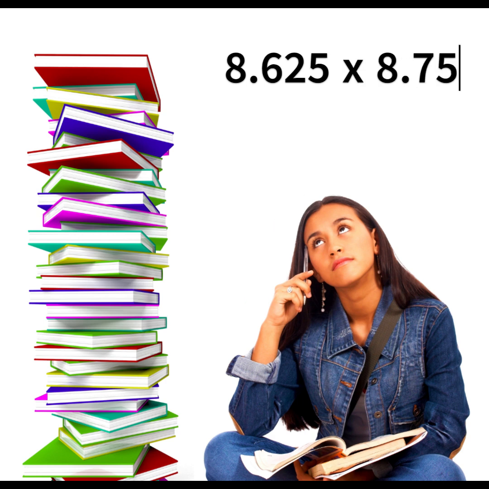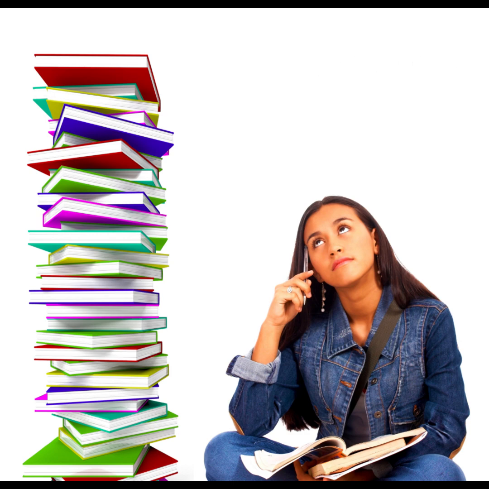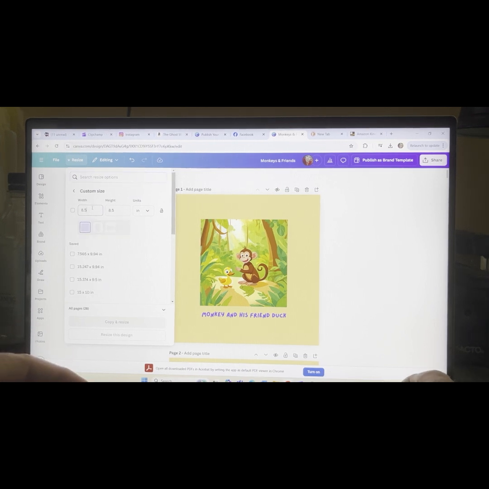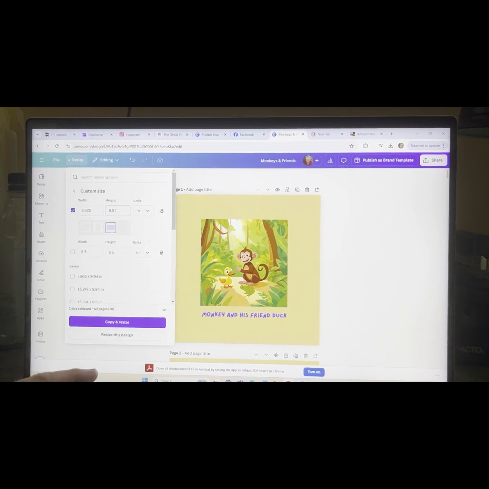The new dimensions will be 8.625 by 8.75. In the top toolbar, click on Resize. Scroll down to Custom Size and click. Under Custom Size, go to the right side and make sure your units are inches. Enter the new dimensions. Below, click on Copy and Resize.